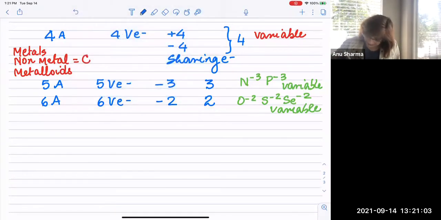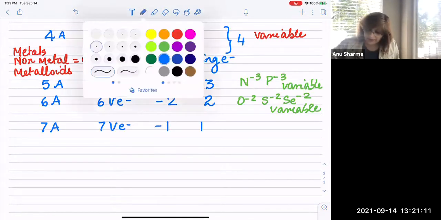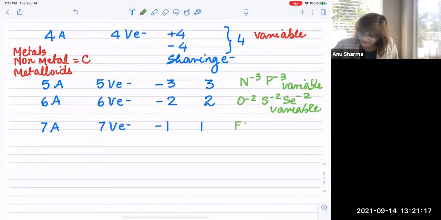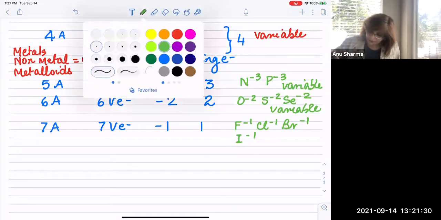Next comes the 7A. 7A has 7 valence electrons, the charge is -1, and the bond is 1. And which ones are here? Fluorine -1, chlorine -1, bromine -1, iodine -1. Okay, so these guys.